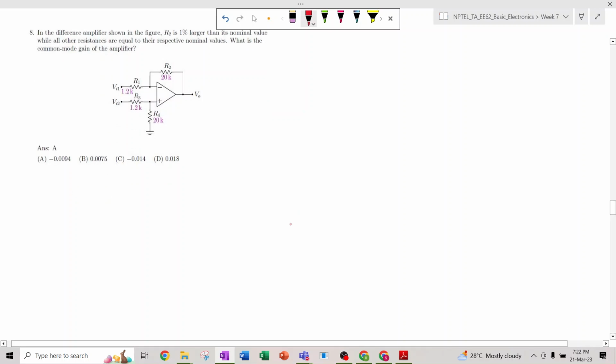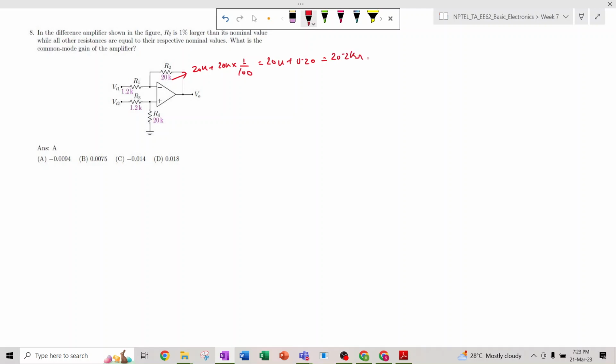In the next question, similarly to the previous one, now R2 is varying. R2 will be 1% larger than its nominal value. So 20k plus 20k into 1%, that is 20k plus 0.20k, that means 20.2 kilo ohm. So 20.2 kilo ohm is applied.